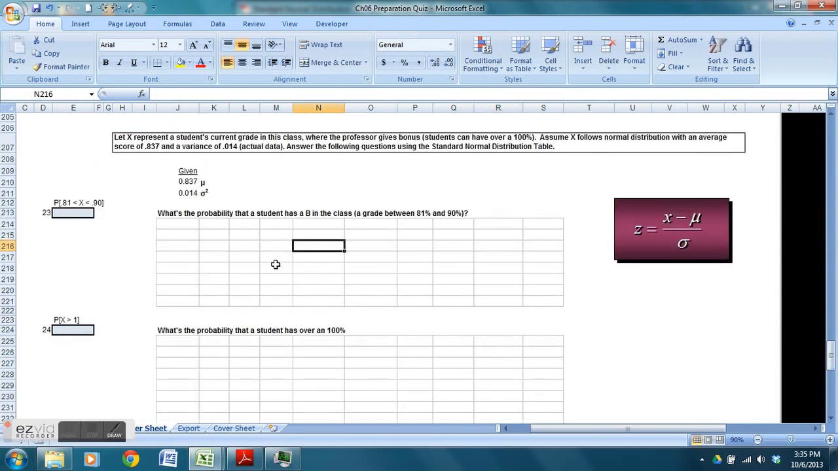Okay, let X represent a student's current grade in this class. You can have over 100% in this class. X follows a normal distribution with an average score of this and a variance of 0.014. So what is the probability that a student has a B in the class? So between 81 and 90%. So we're interested in the probability that X is between 0.81 and 0.9.